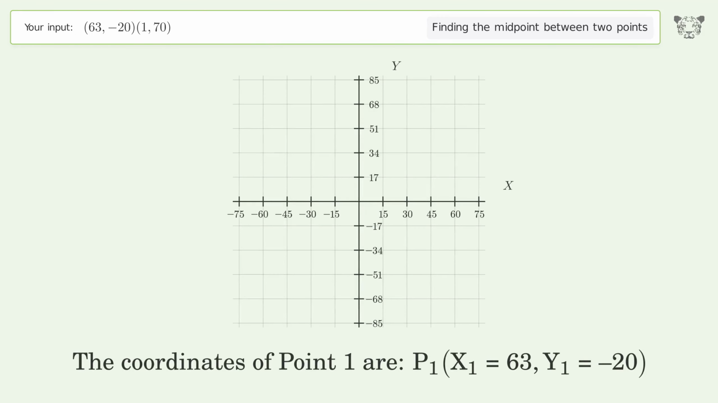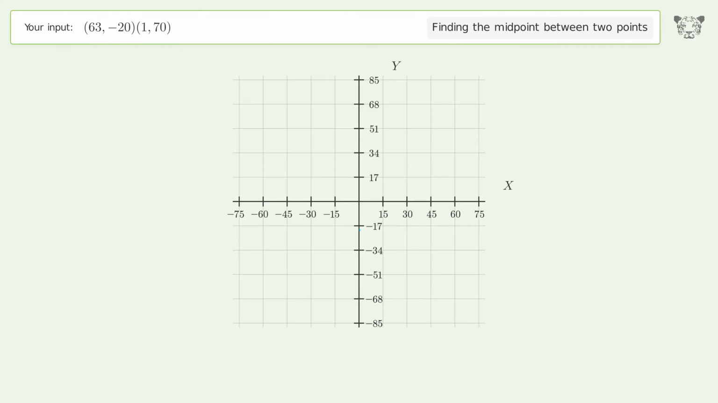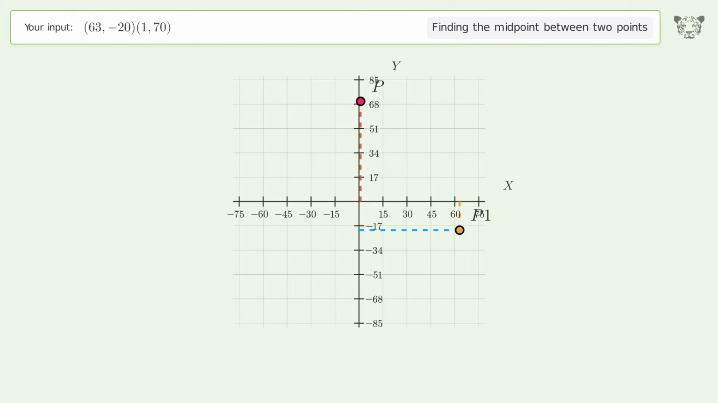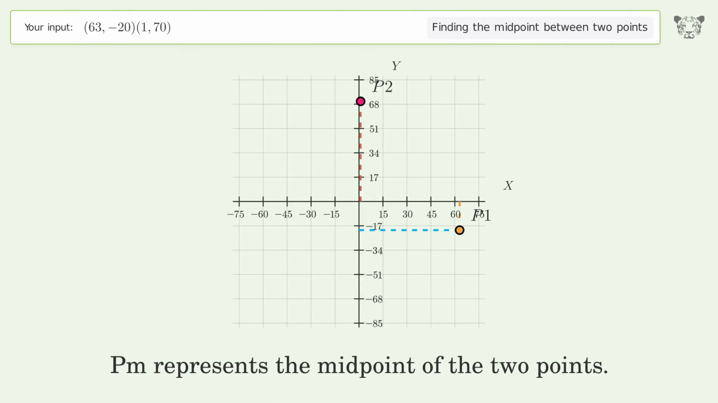The coordinates of point 1 are x1 equals 63, y1 equals -20. The coordinates of point 2 are x2 equals 1, y2 equals 70. PM represents the midpoint of the 2 points.